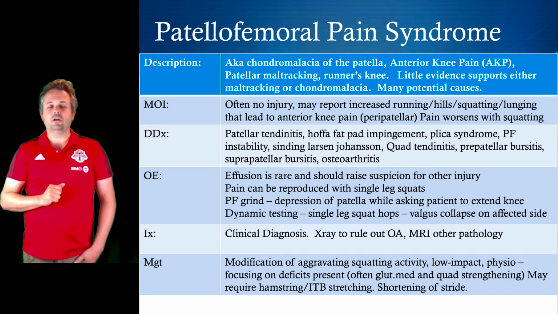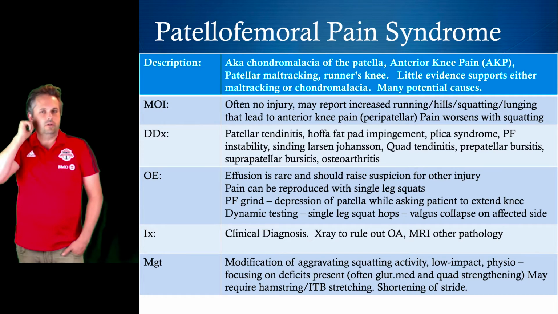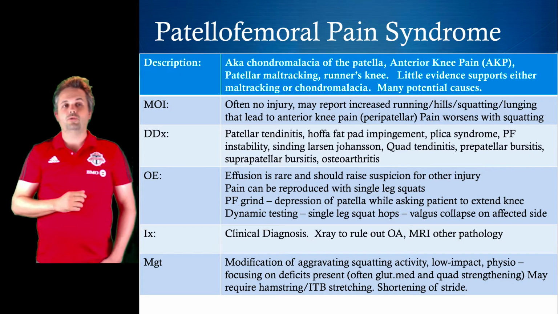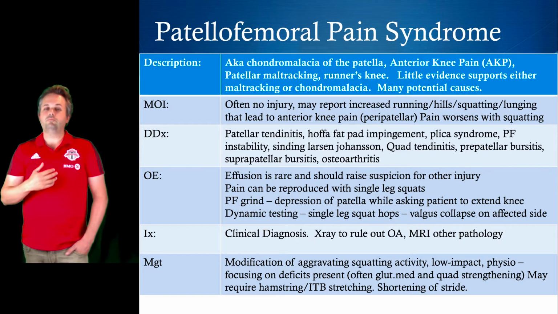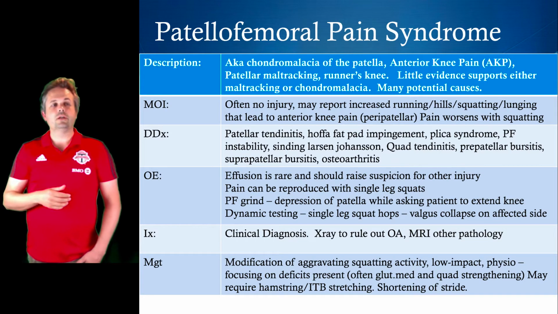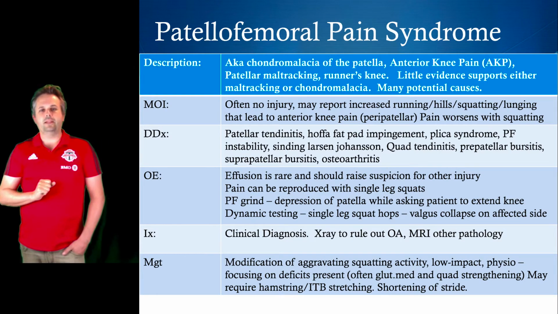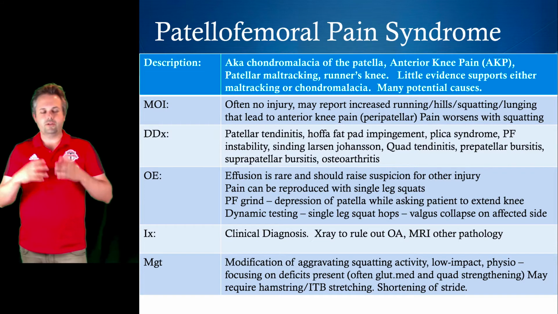There's many potential causes, and as we saw in that awake arthroscopy study, there are obviously a large amount of tissue, such as the fat pad and ligaments and mucosa, which can cause pain anteriorly. There's often no injury, but sometimes patients will report increased incidence of lunging, squatting, running, and that will predispose them to the pain.